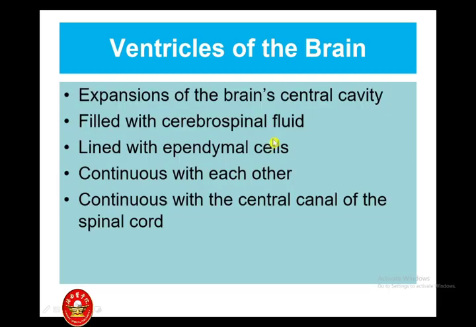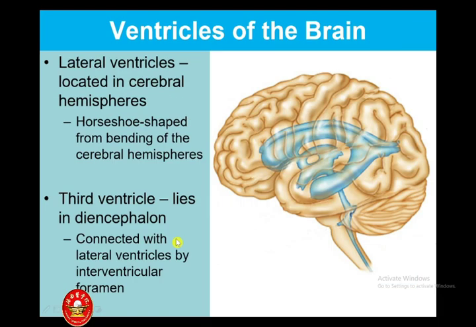So let's talk about the general features. They are the expansion of the brain's central cavity, filled with cerebrospinal fluid, lined with ependymal cells, continuous with each other, and continuous with the central canal of the spinal cord. So we can talk about the lateral ventricles.